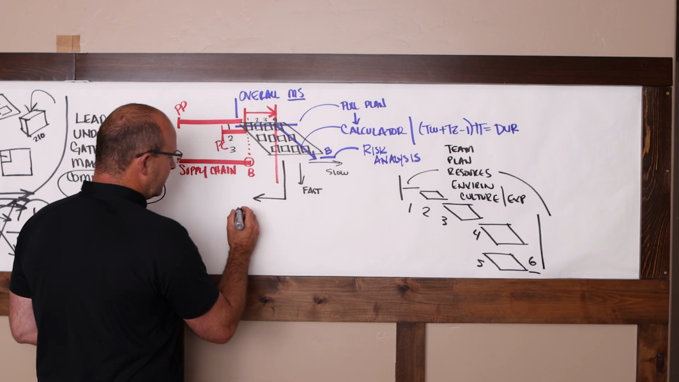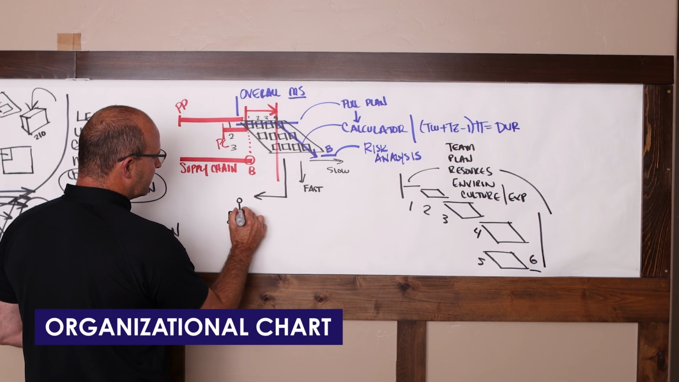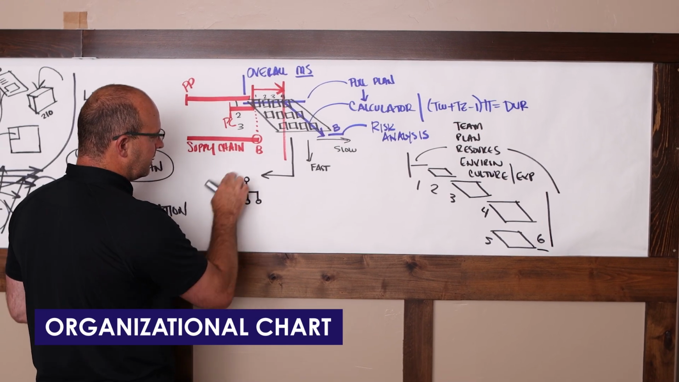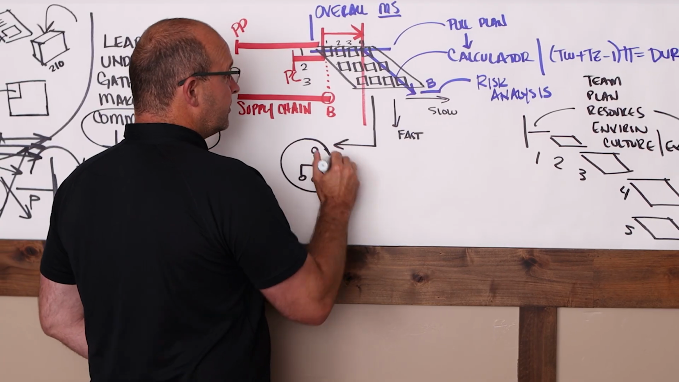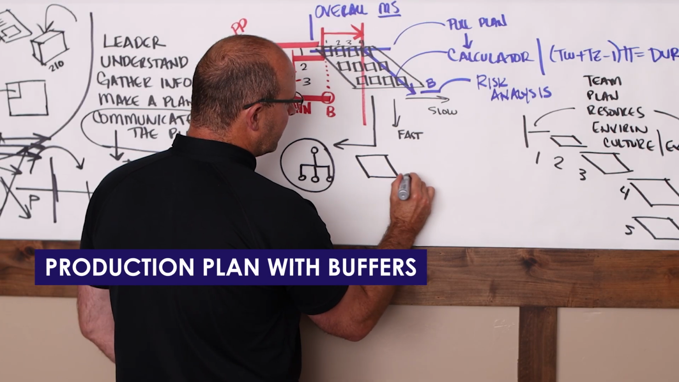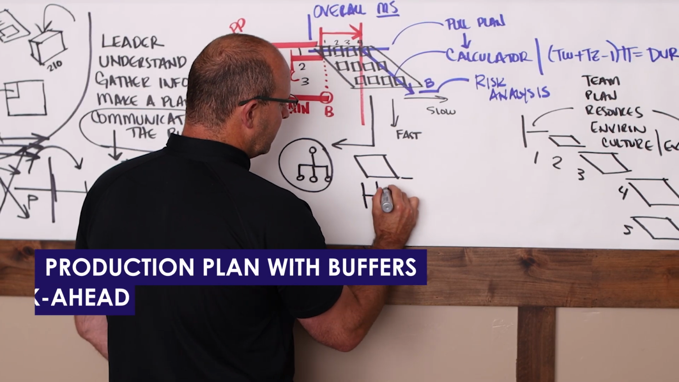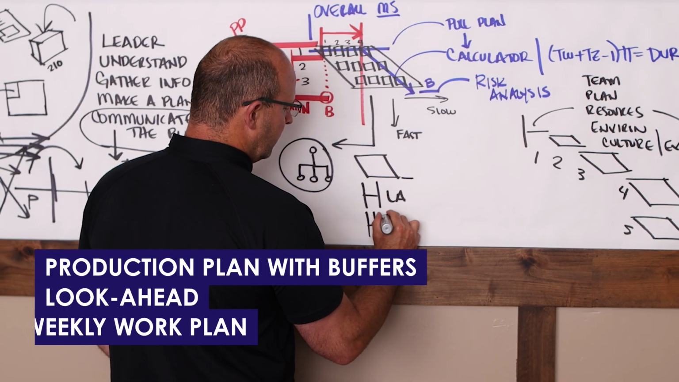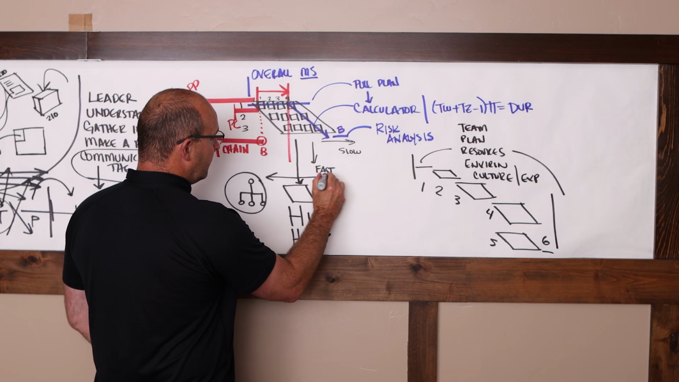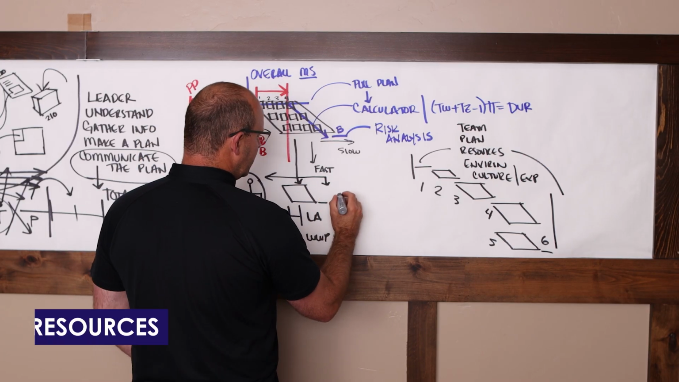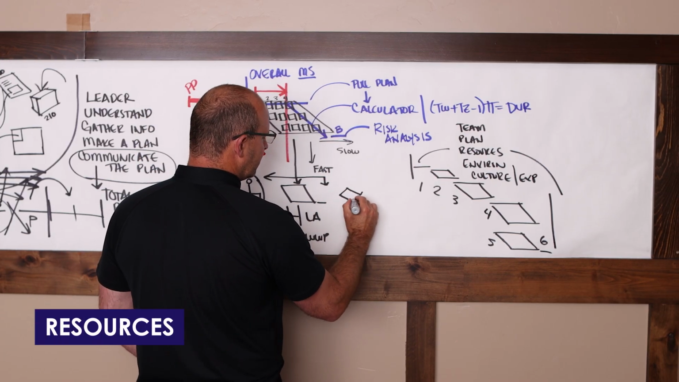So when you're looking at this phase, what is the org chart? Now, I don't particularly like the hierarchical org chart, but this is like a universal symbol. What team do I have allocated for that phase? In the planning segment, do I have my production plan with buffers, and then my look ahead, and then my weekly work plan from a planning standpoint? Okay, do I have my resources? Do I have the materials, right?